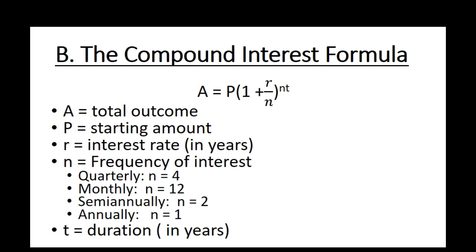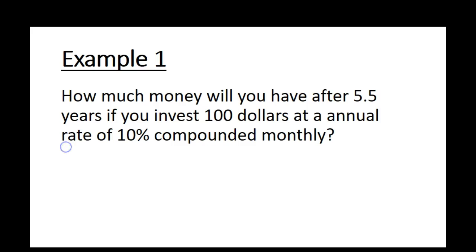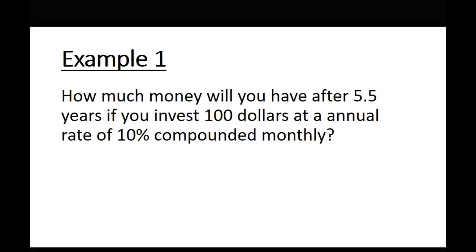So here's your compound interest formula. I shared that with you earlier. You take your rate, you break it up into a certain number of chunks, and based on the time, that's how many times you'll multiply that growth factor, and you have your answer. All right, let's do a problem. Example 1. How much money will you have after 5.5 years if you invest $100 at an annual rate of 10% compounded monthly?